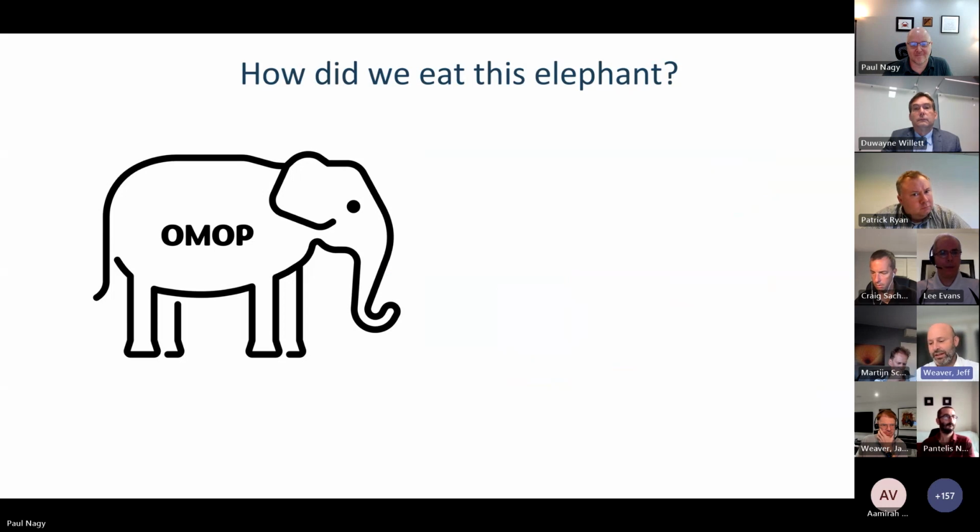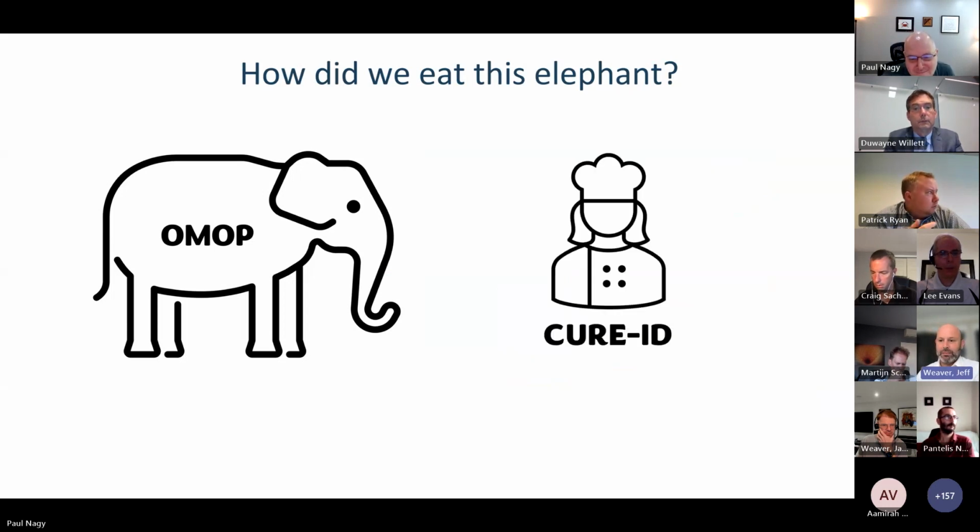So how did we eat this elephant? It was CureID. I think this is what really was the catalyst to help us go from having all these separate instances to really having an enterprise version of OMOP. And we are still working on the Epic version of this. We really tackled the Cerner version first, particularly because in the case of CureID, all our data related to our COVID population really was in our Cerner data. So next slide, Paul.